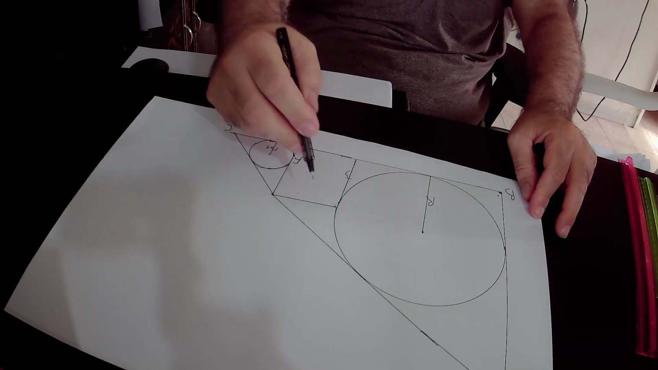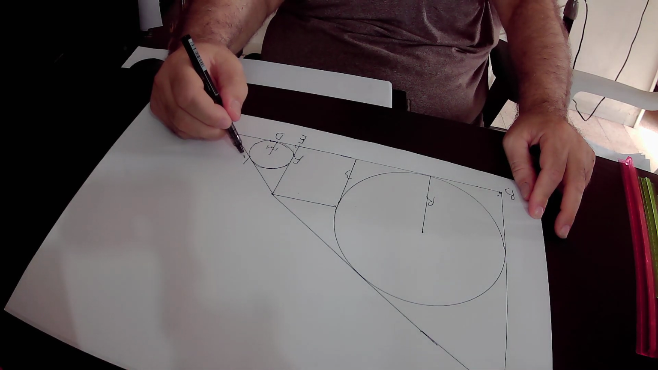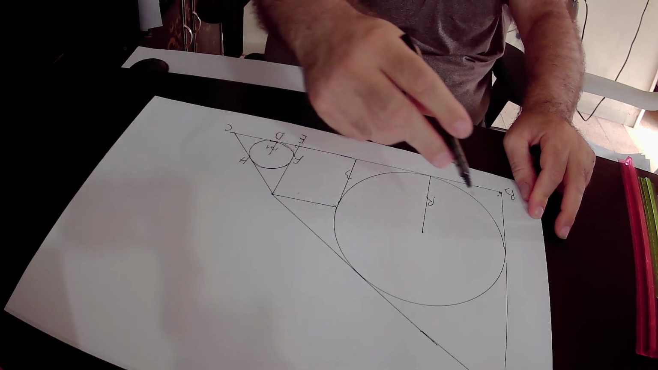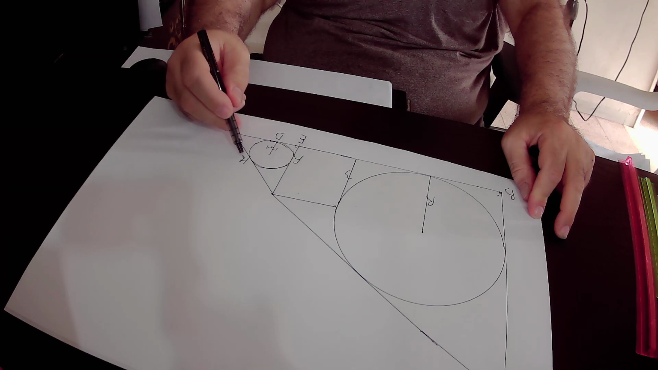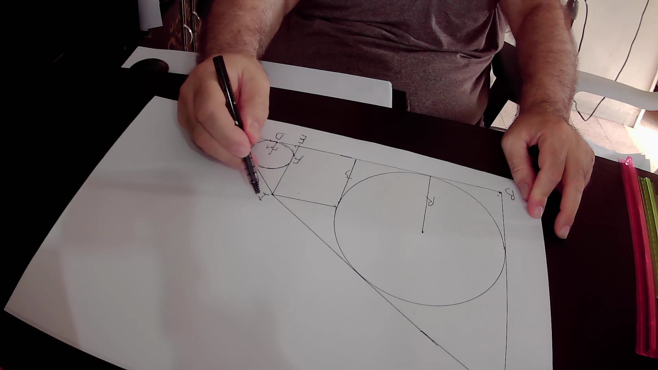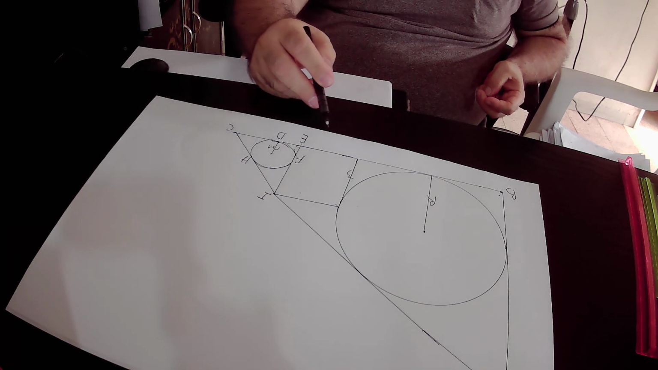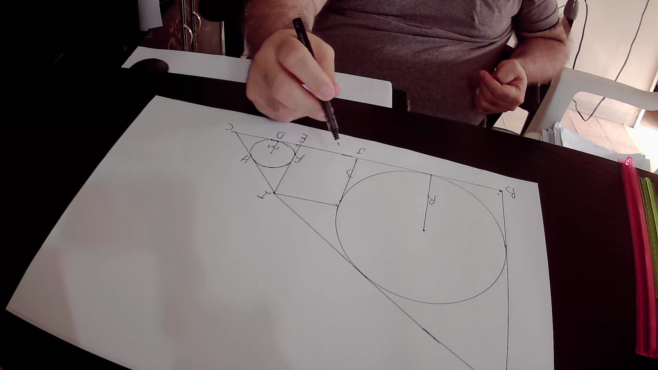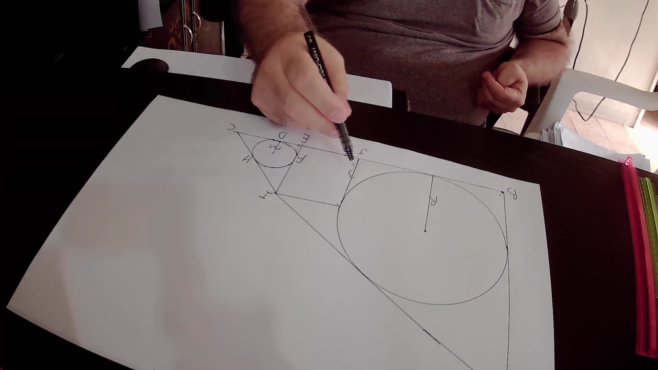We define the point of tangency of tangent AC with the small circle as H. We define the touching point of side AC and the square as I. We define the touching point of the square with side BC as J. We define the point of tangency of the square with the circle as K.